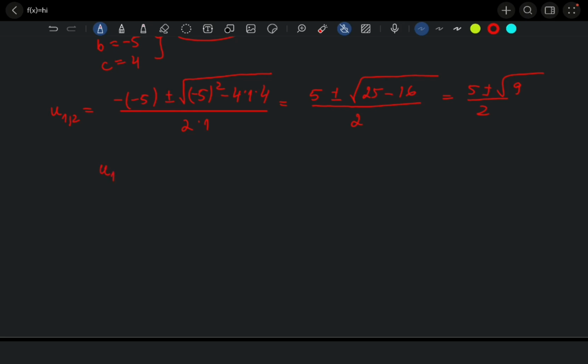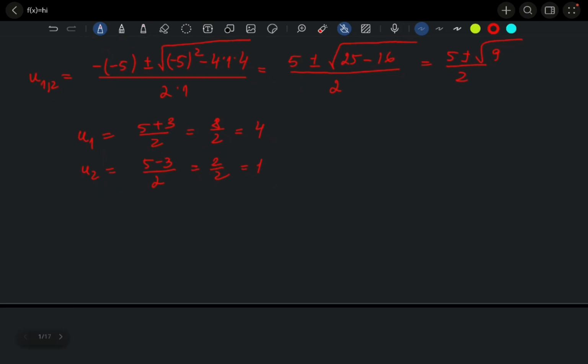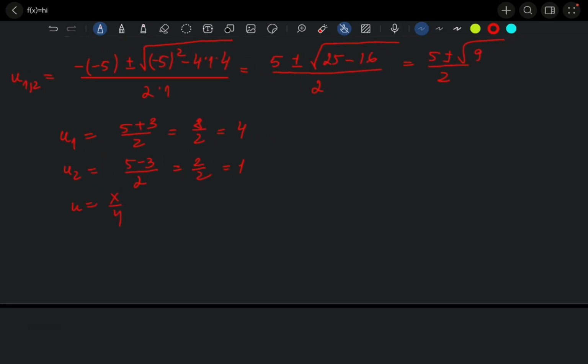That means that u sub 1 will be equal to 5 plus the square root of 9, which is 3, over 2, which is equal to 8 over 2, or equal to 4. And u sub 2 must be equal to 5 minus the square root of 9, which is 5 minus 3, over 2, which is equal to 2 over 2, which is equal to 1. We remember that u is equal to x over y. And in the end, we get that x over y is equal to 1 or x over y is equal to 4. Now, which one is it?